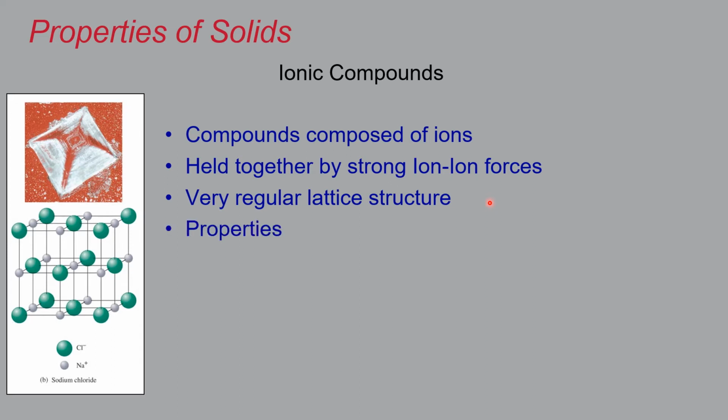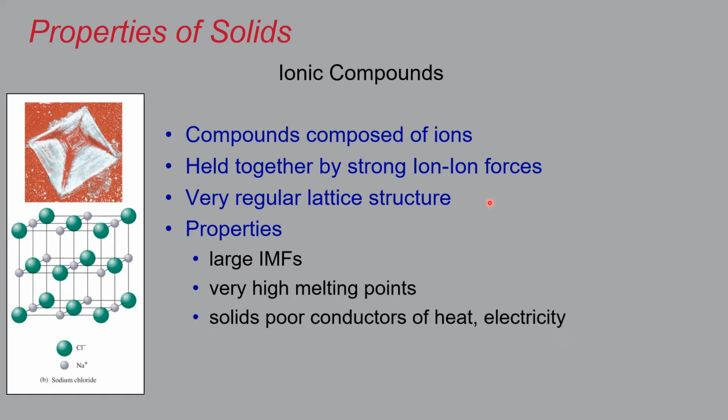Some physical properties that these guys have. So relatively speaking, these are very large intermolecular forces. These are at least 10 to 100 times as strong as the London dispersion, dipole-dipole interactions, and the hydrogen bonding that we've talked about previously. Now, because of this, these have extremely high melting points. We're talking about hundreds, if not thousands of degrees Celsius. The solids are poor conductors of heat and of electricity.